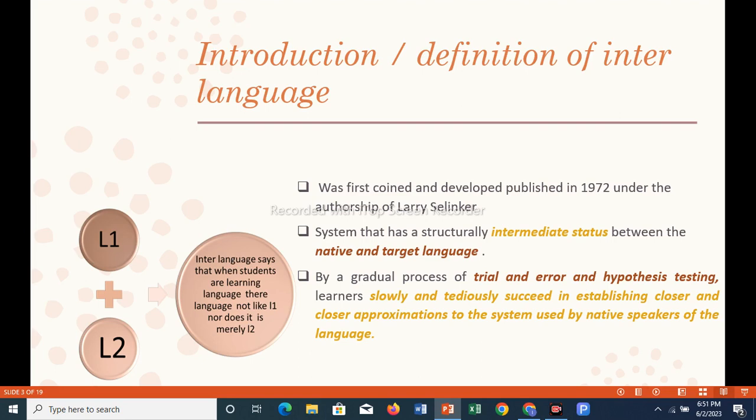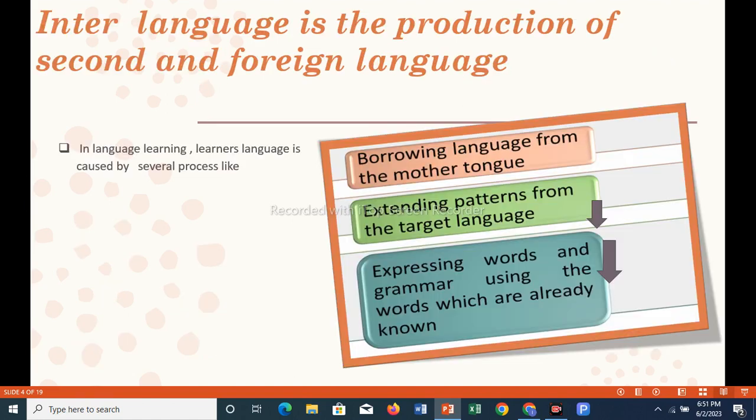The term interlanguage was first published in 1972 under the authorship of a famous scholar named Larry Selinker. Basically, interlanguage is the status between the native language and the target language. While learning a language, a person commits a lot of errors, and by these kinds of trials he achieves a system of language that is approximately close to the native language. But can we say that he achieves the status of the target language? The answer will be given later.